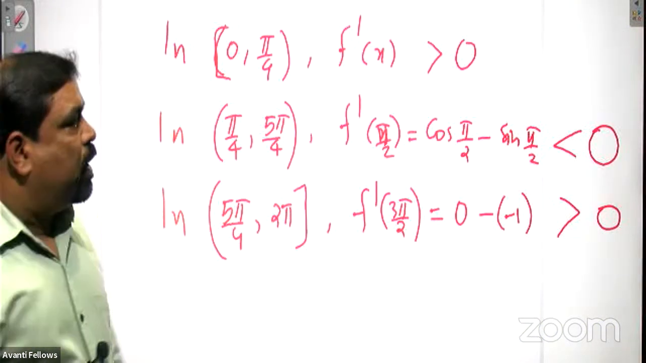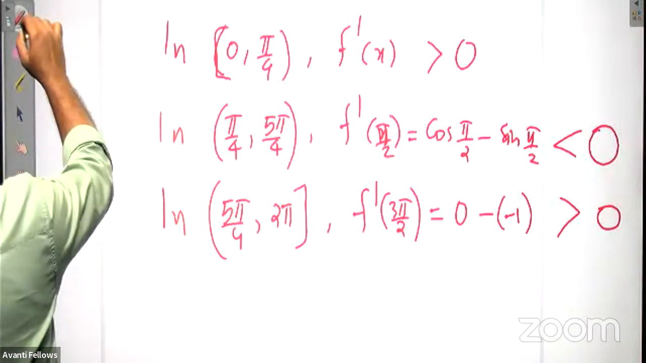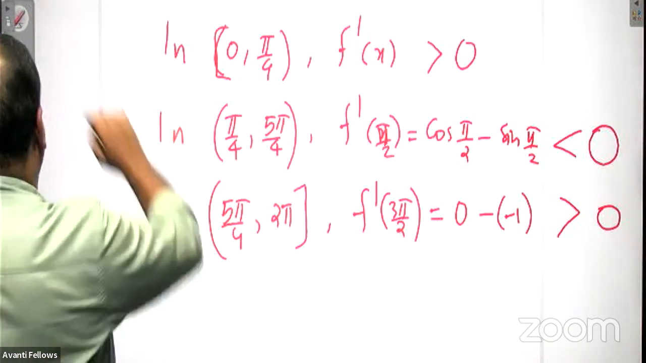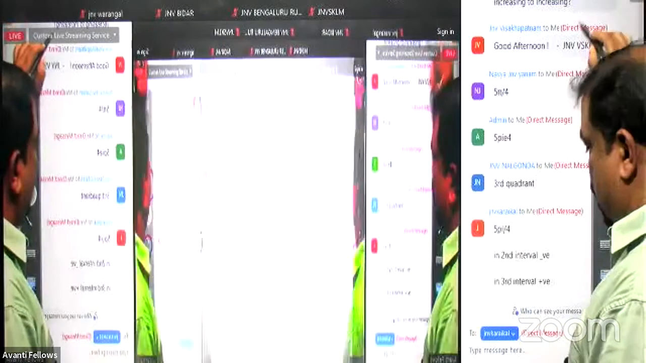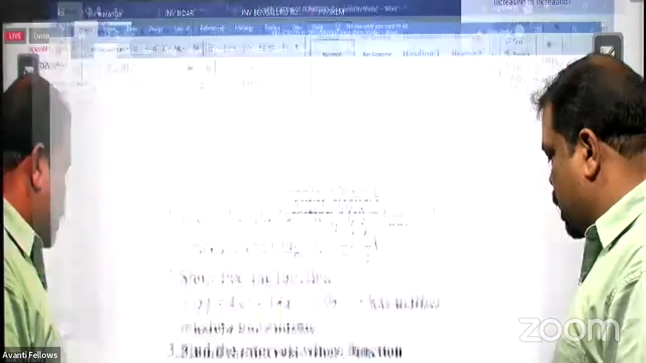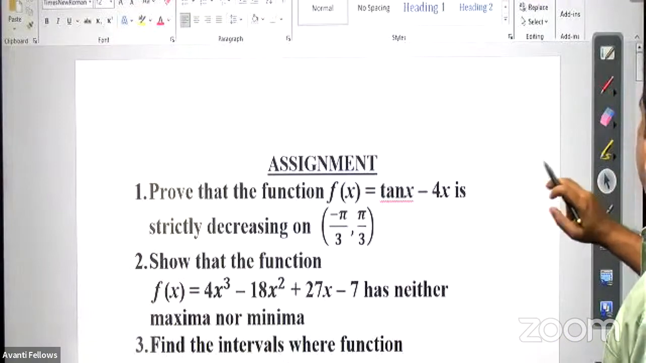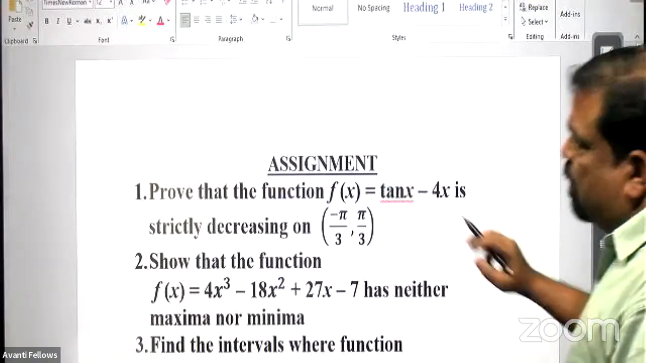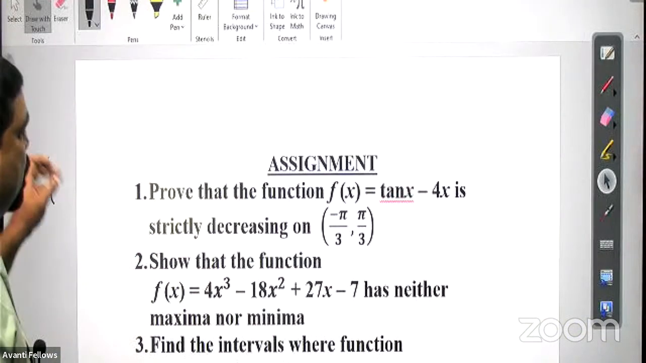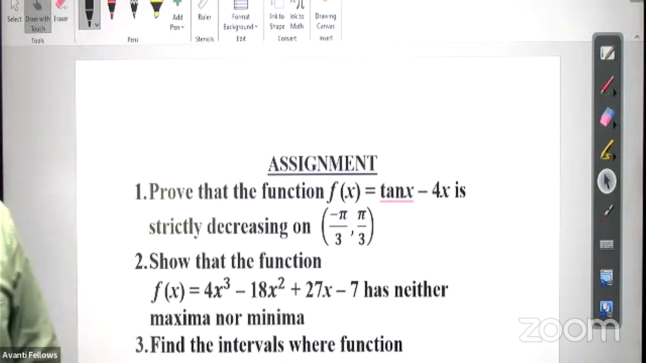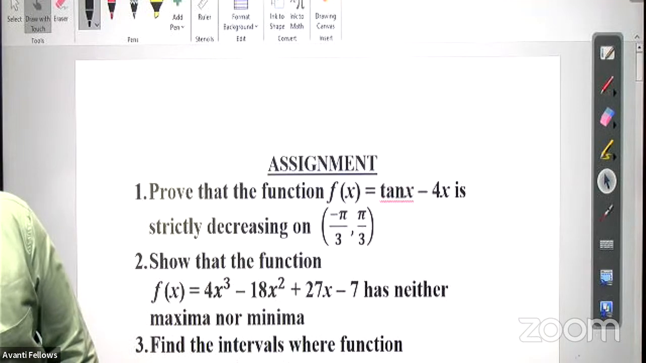So now I will take some more problems. In the morning also you have asked some problems. So let me take some of the problems. We cannot do all the problems because the time constraint is there. So let us take some of the problems.